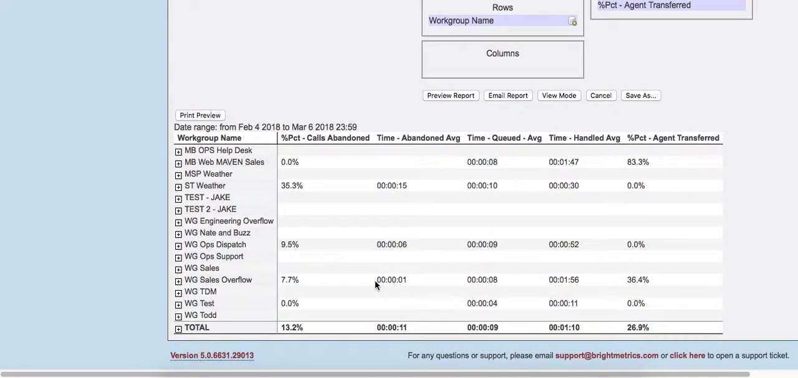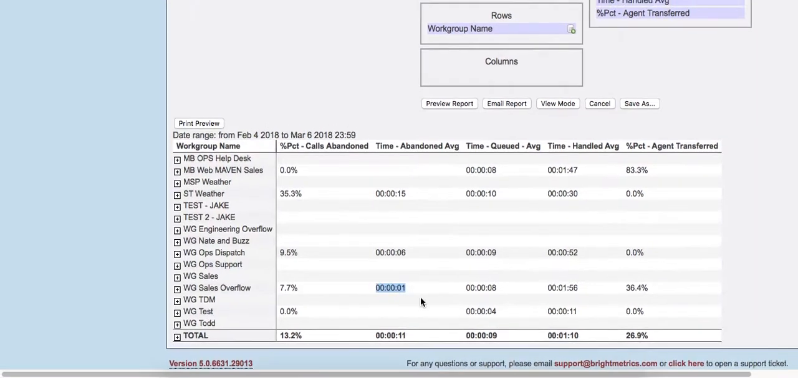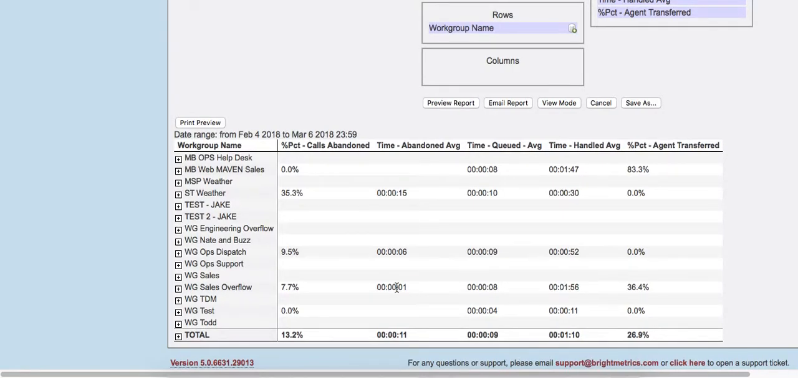I know this is a bad example because we're only looking at mere seconds here, but let's pretend this sales overflow group is actually minutes. So on average, calls are abandoning after a minute in queue, and on average, calls that don't abandon are spending 8 minutes in queue. We can compare these two and come to the realization that we probably can't expect callers to wait any bit longer in queue, and we need to proactively start finding ways, whether it's staffing or some creative call flow changes, to improve our abandon rate there.